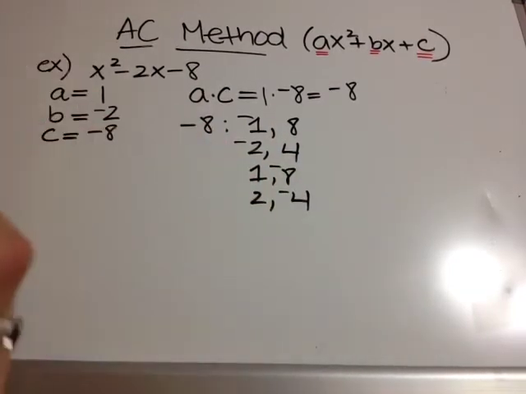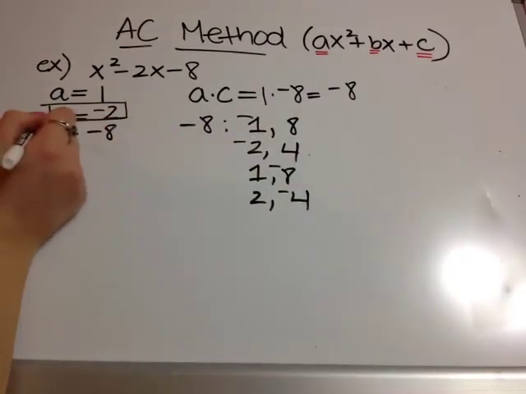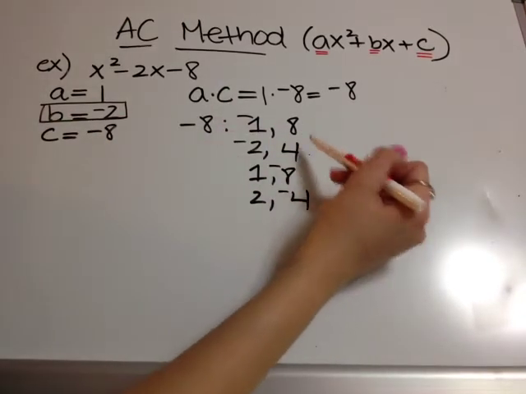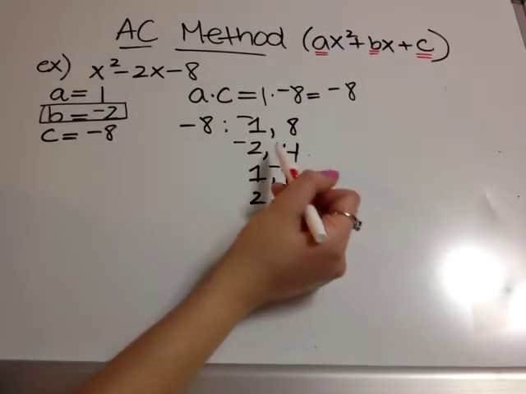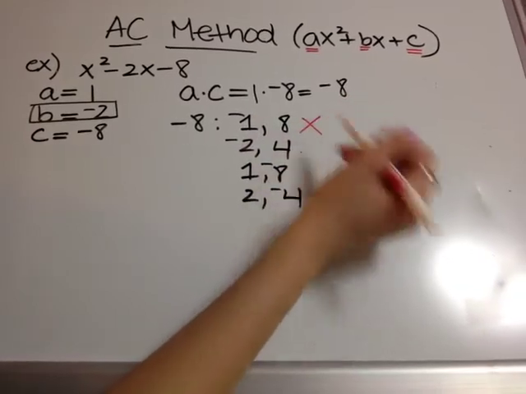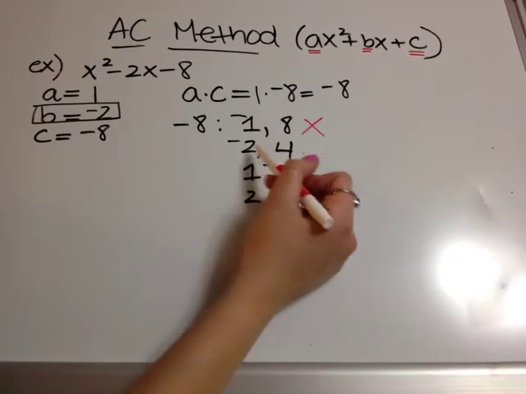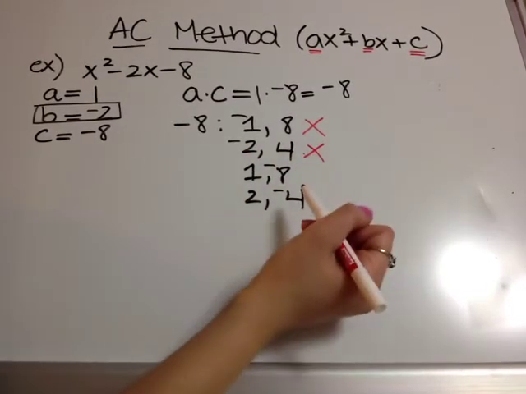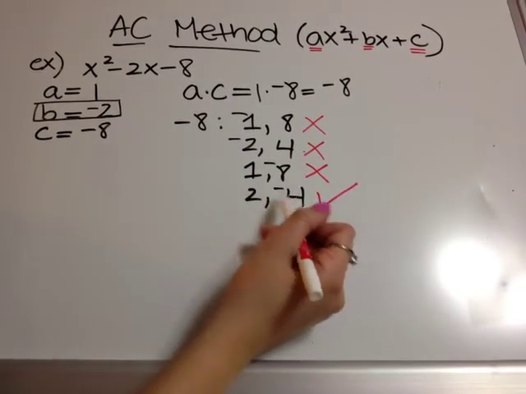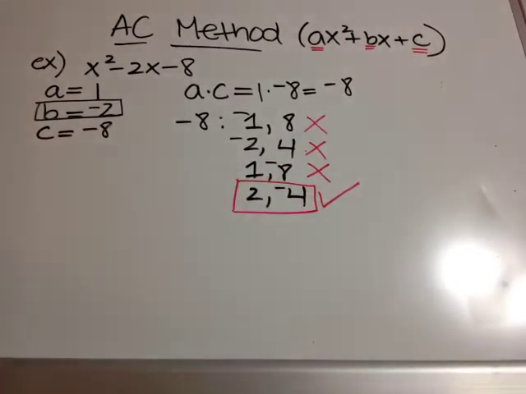Now, I need to choose one of these pairs. How do I know which one? Well, I have to look at my b. My b is negative 2, so whichever pair I choose, they have to add up to negative 2. So let's look at our choices. 8 plus negative 1 is not going to work because it doesn't give me negative 2. 4 plus negative 2 is going to give me positive 2. That's not what I need. This is not going to work either. And if we look at our last choice, negative 4 plus 2, that's negative 2. So we're going to use these two.